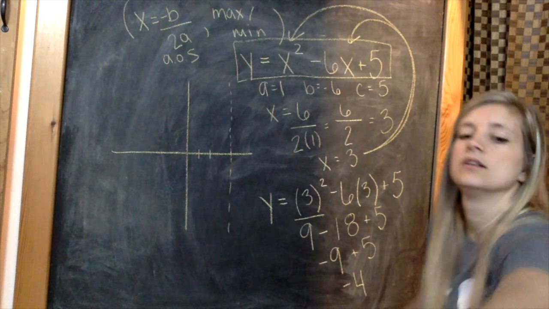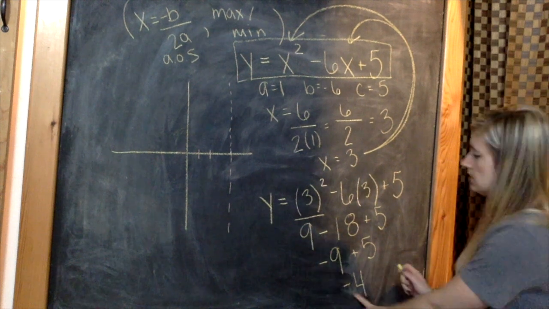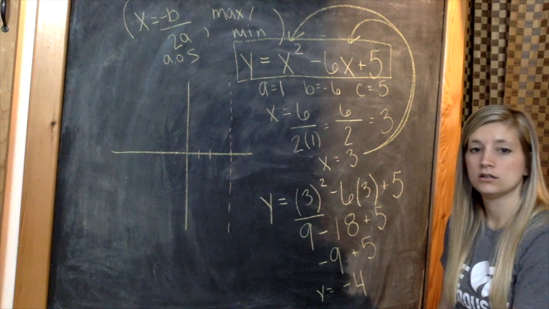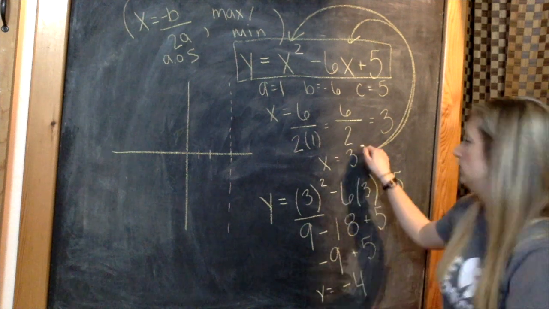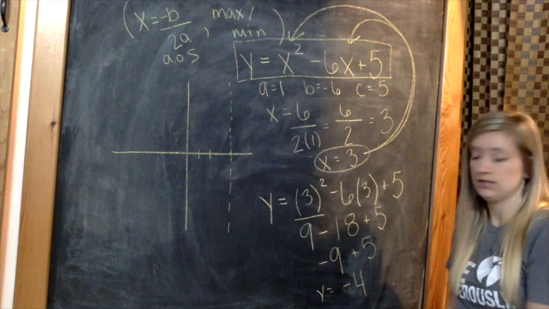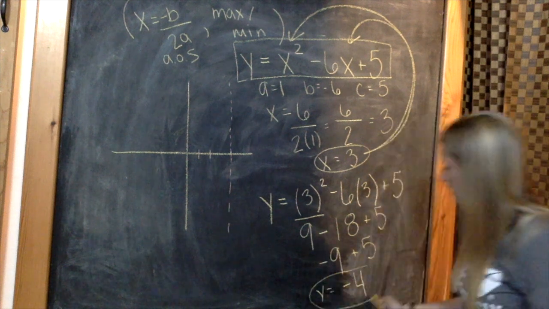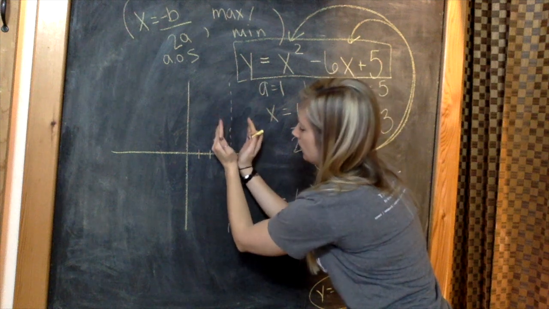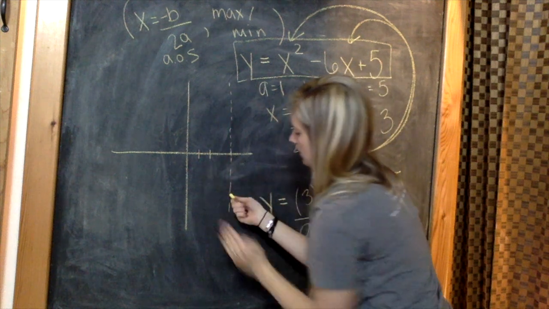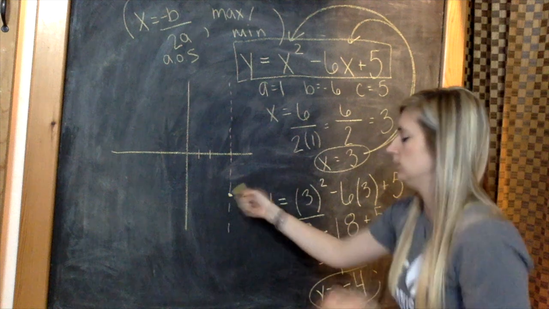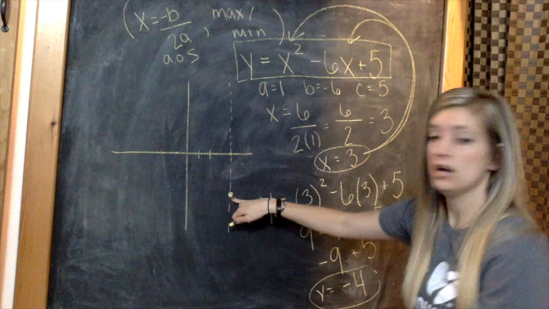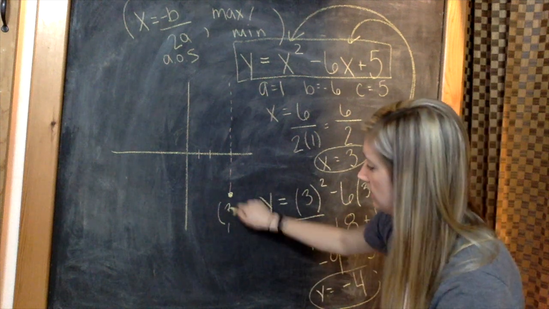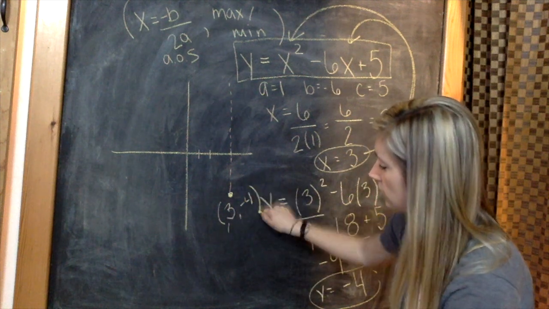Can you see this? Yep. Okay, so now we know y equals negative 4. So if we know x is 3 and y is negative 4, can't we lock this parabola in? 1, 2, 3, negative 4. Okay, so we know that this point is 3, comma, negative 4.